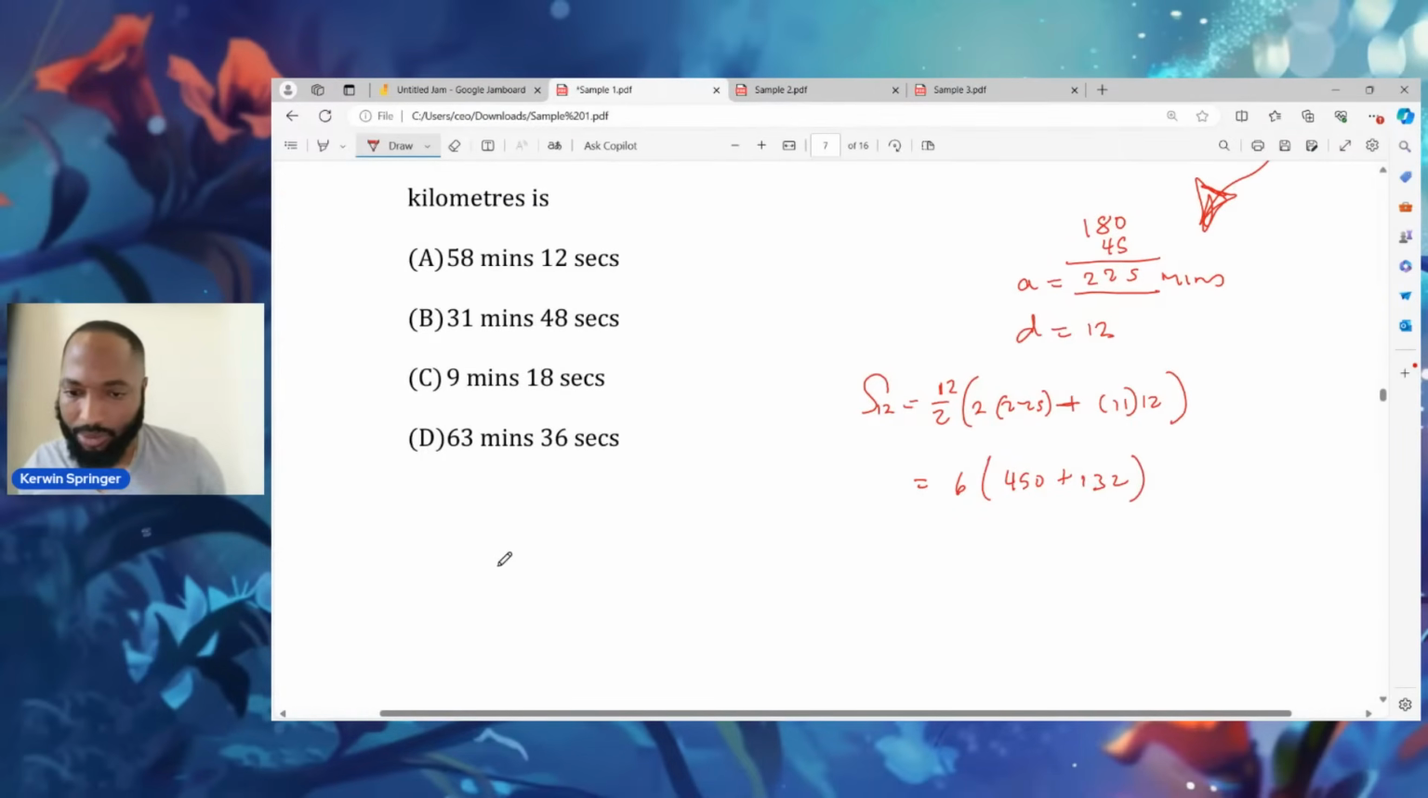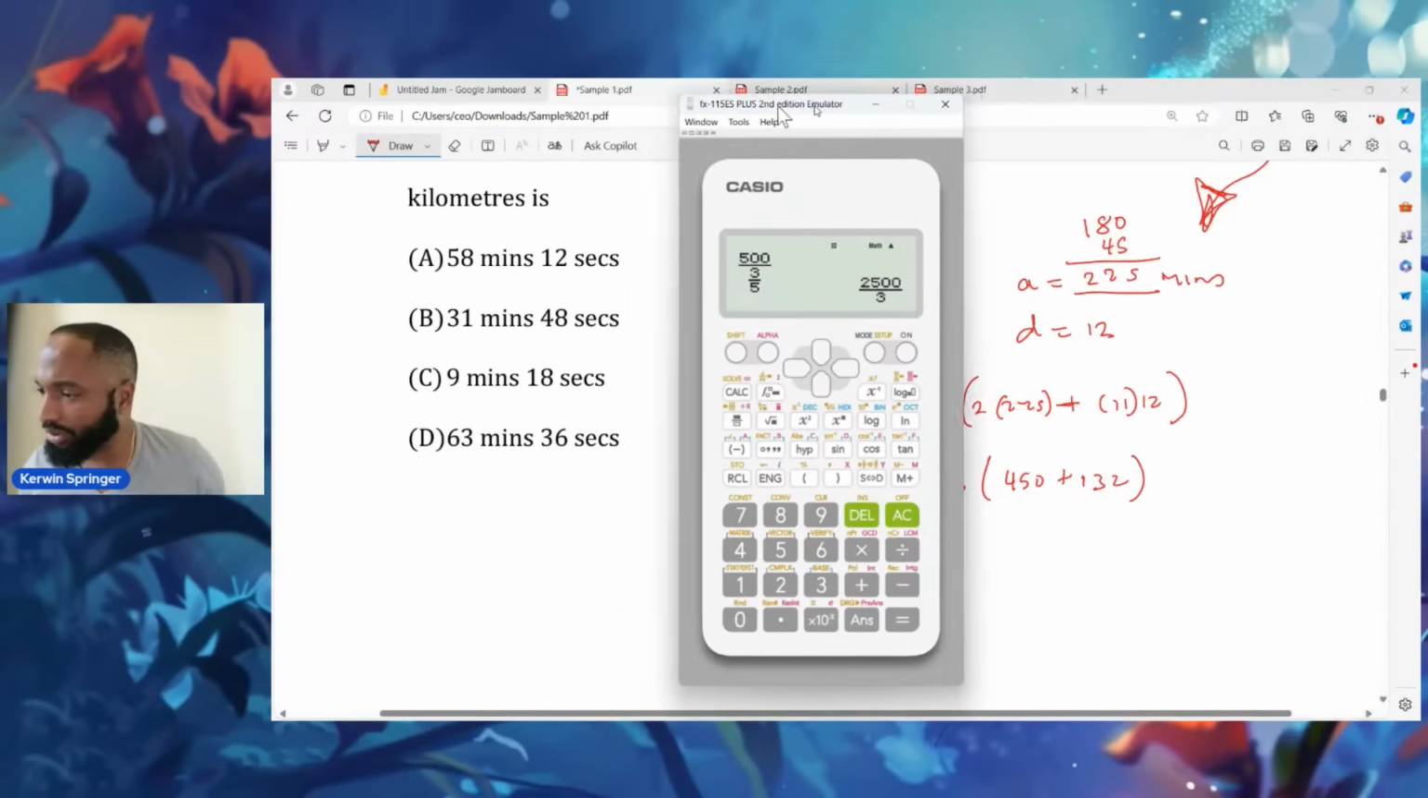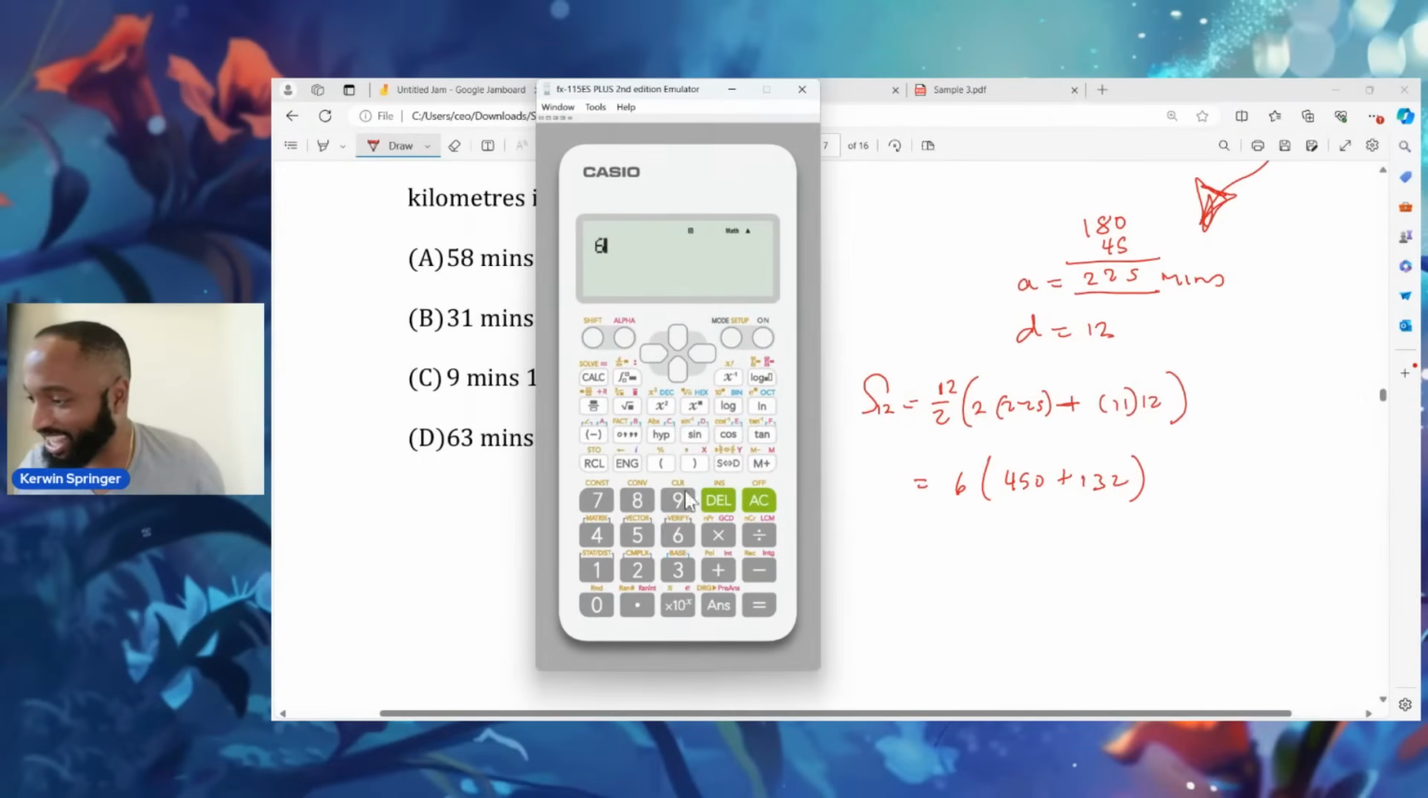And there's still going to be some conversion. There's a way to convert from seconds to minutes and seconds on the Casio, you know. I just forget how to do it. It's pretty quick as well.